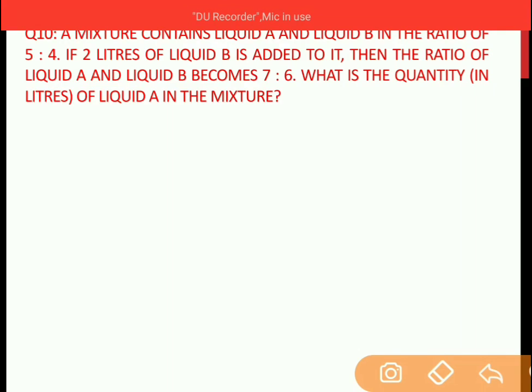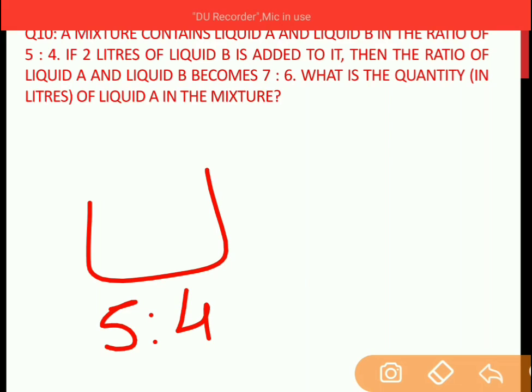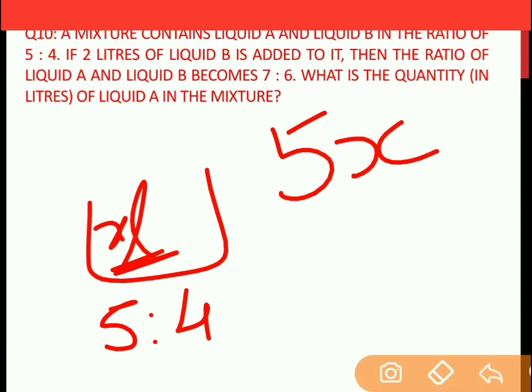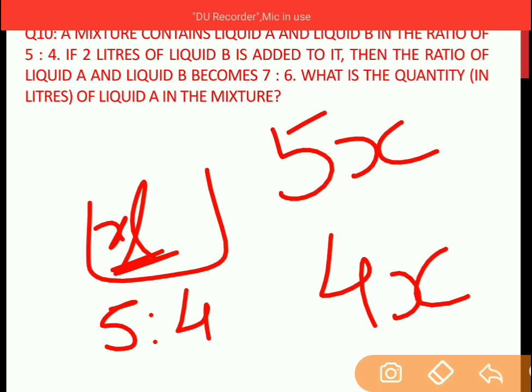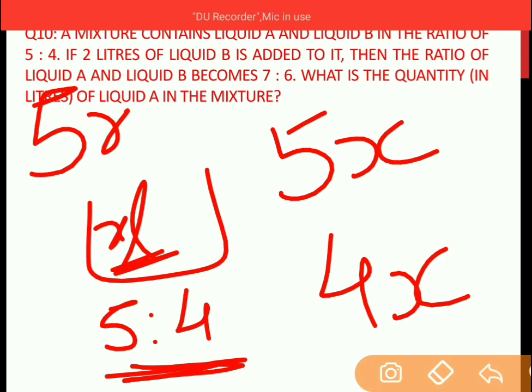Now in this problem, a mixture contains liquid A and B in the ratio 5:4. Now the quantity of the mixture is not given. Let's say that this is X liter. So we can't find out what is the quantity of A and quantity of B. But let's say that if the mixture is of X liter, then 5 parts will be the liquid A and 4 parts will be the liquid B. So you can say that the A and B liquids are in the ratio 5x is to 4x. Understood?